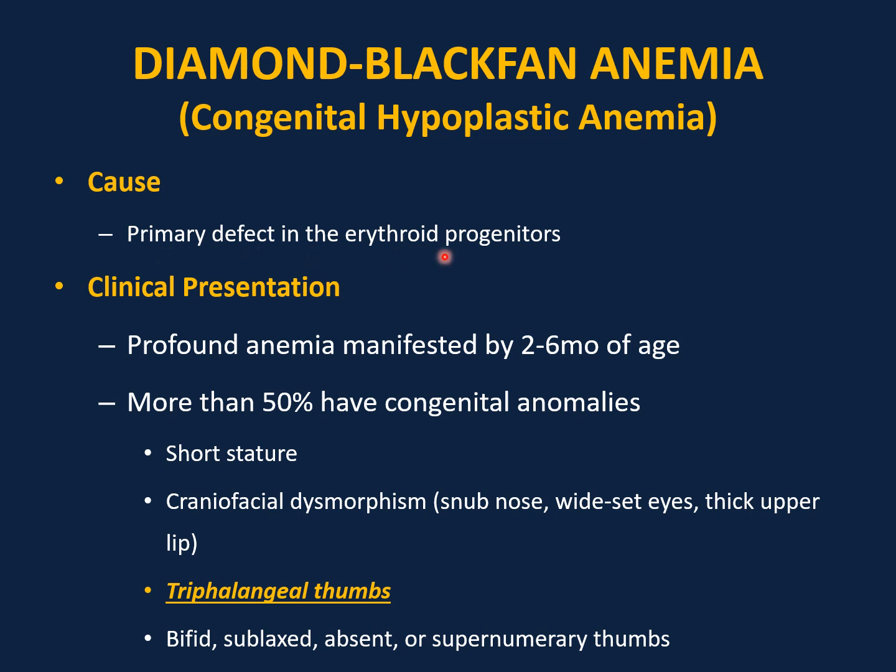The primary defect is in the erythroid progenitors in the bone marrow. Clinical presentation: profound anemia manifested by 2 to 6 months of age. More than 50% have congenital anomalies, for example, short stature, craniofacial dysmorphism, triphalangeal thumb, or abnormalities with the thumb. So the key word for this disease: non-megaloblastic macrocytic anemia with congenital anomalies. Look for this keyword in the exam: triphalangeal thumb or abnormality with the thumb.